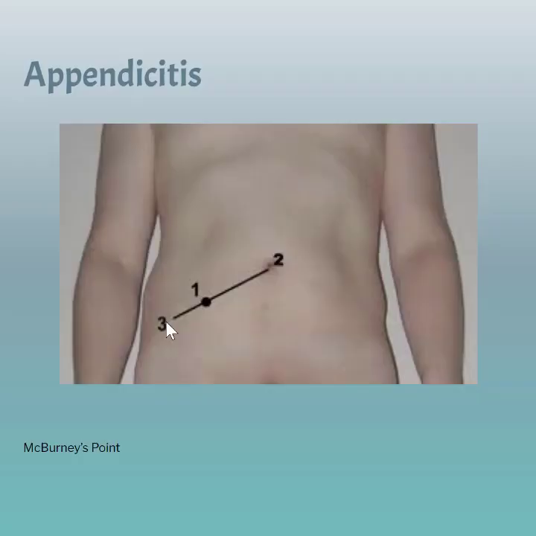To find McBurney's point, then, what we want to do is look at where the belly button is, look for where the iliac crest is, and about a third of the way in, you will find McBurney's point. When we talk about rebound pain at McBurney's point, what will happen is the doctor will push down, and it's the releasing of that pressure that causes pain, or rebound pain, at that point.